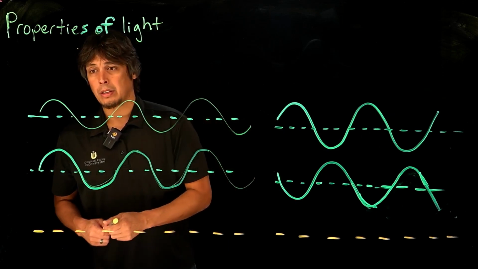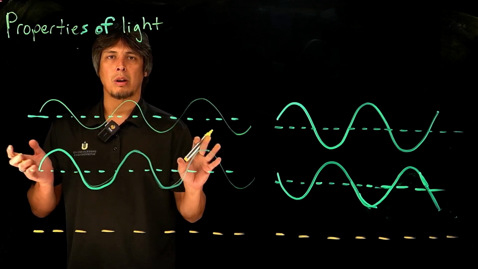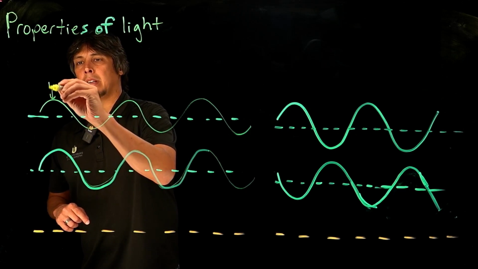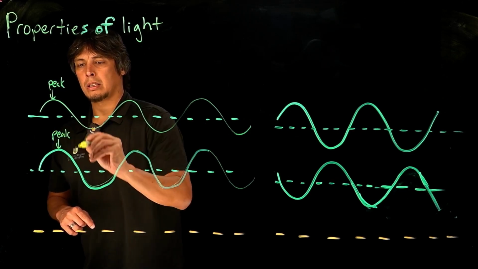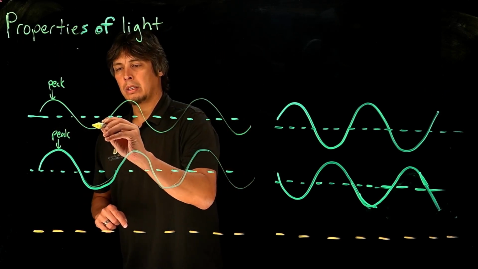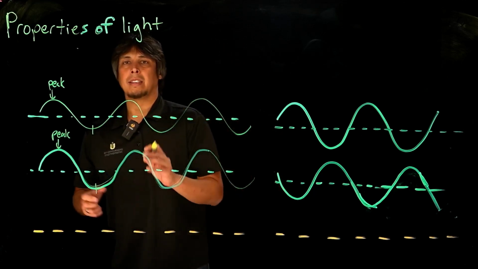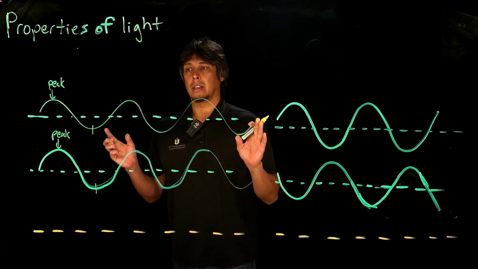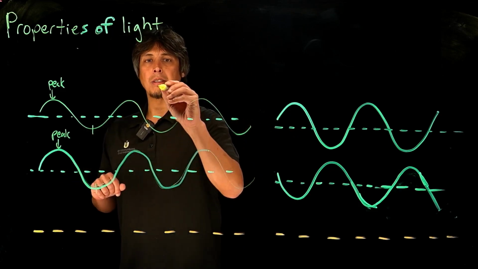To begin, let's notice the relative positions of the peaks and the troughs for these two waves of light. We have a peak here, and that is in the same position as the peak in the light wave on the bottom. Similarly, the troughs are in similar positions. Because they have the same wavelength and the peak and trough positions are in the same place, we say that these two waves are in phase with each other.